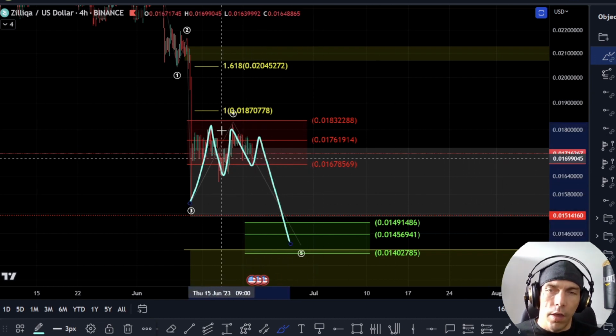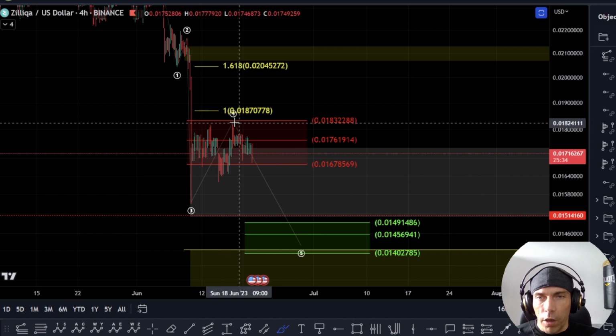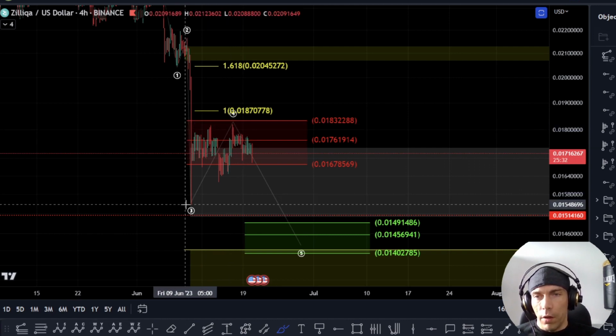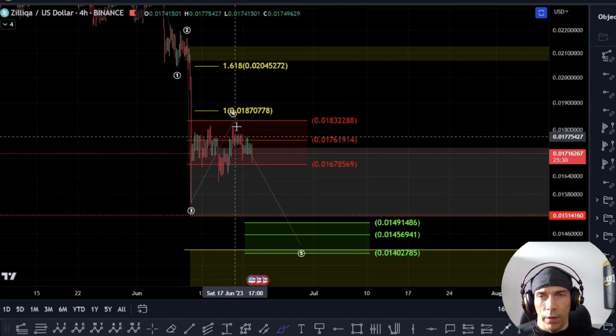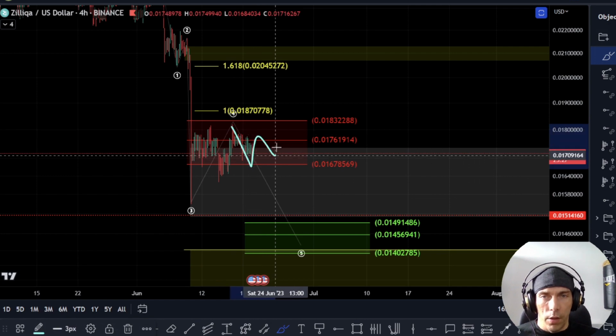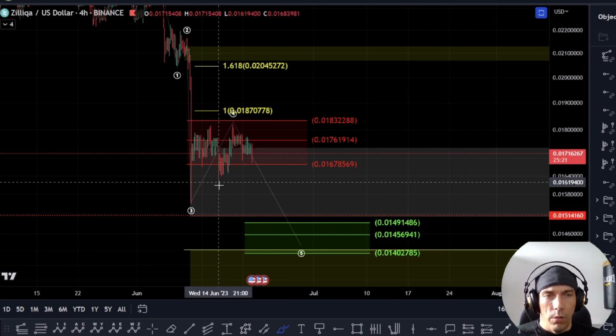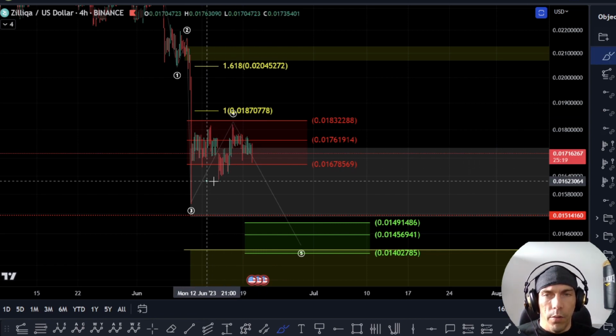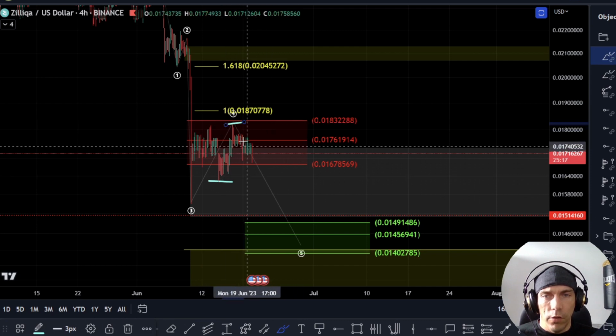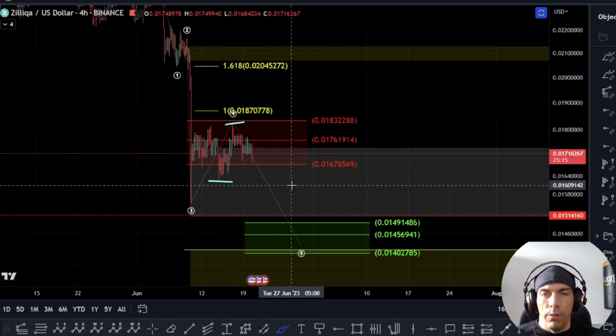Now, if that's the case, the problem with this is we actually have a wick higher on this count here. So you'd have to actually say that this is A like this, we would get B, C, D, and E. Now, this would be valid if you stay within the range of this 1818 and this lower range here of this 1619. If we fail to stay within these ranges here, that idea of the triangle is invalidated.